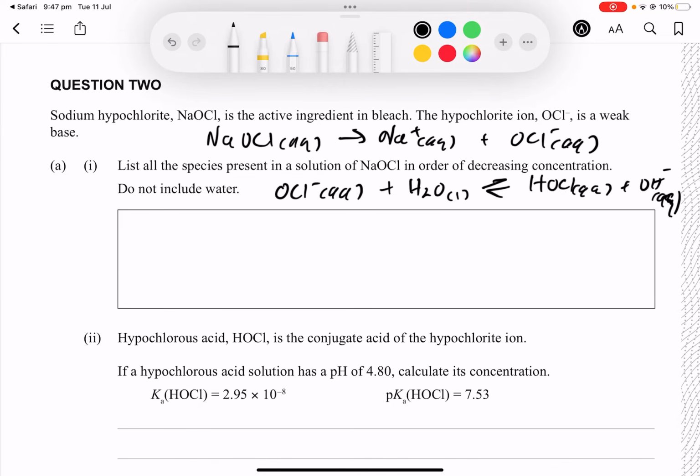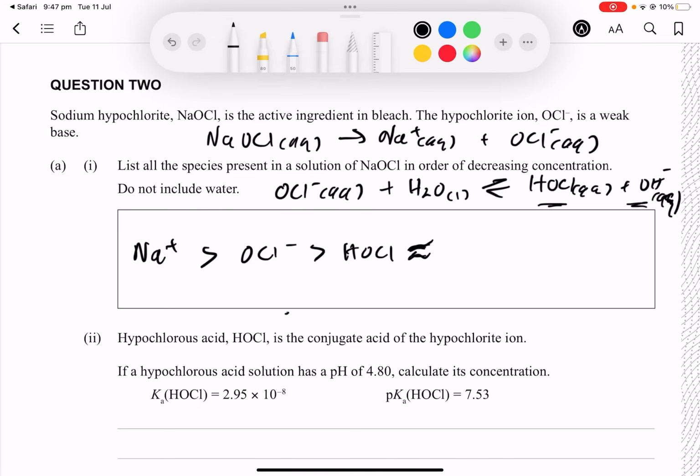We know that the hydronium ion concentration must be lower than that of the OH minus ion concentration and the HOCl concentration. So to start off with, we know that Na plus is the greatest, followed by OCl minus. And there's going to be some HOCl formed, and that's going to be equal to the amount of OH minus ions formed, since they're formed in a 1:1 ratio. So it's roughly equal. It's not exactly equal, since water itself has some OH minus ions at the start.